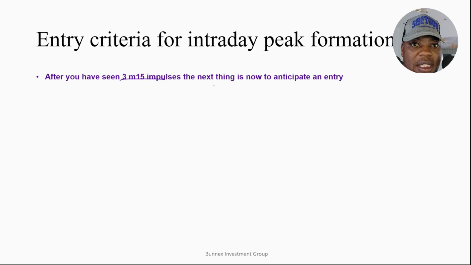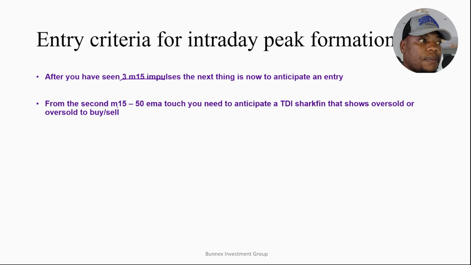First thing is to see the three M15 impulses with the qualities that I've shown you: 1350 EMA cross, 50 EMA touch, 50 EMA touch, and we start to anticipate an entry. From the second M15 50 EMA touch, you need to anticipate a TDI shark fin that shows oversold or overbought for buy or sell, right?